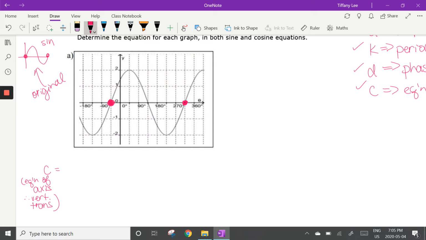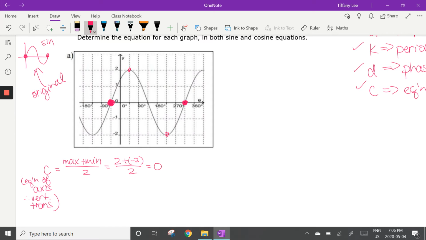But if you just want to double check and do your calculations, keep in mind that for your c equation, you're just going to do maximum plus minimum divided by 2. So our maximum point is 2 and our minimum is negative 2. So that's 2 plus negative 2 divided by 2 equals 0. Okay, so there you go. You just solved for c.